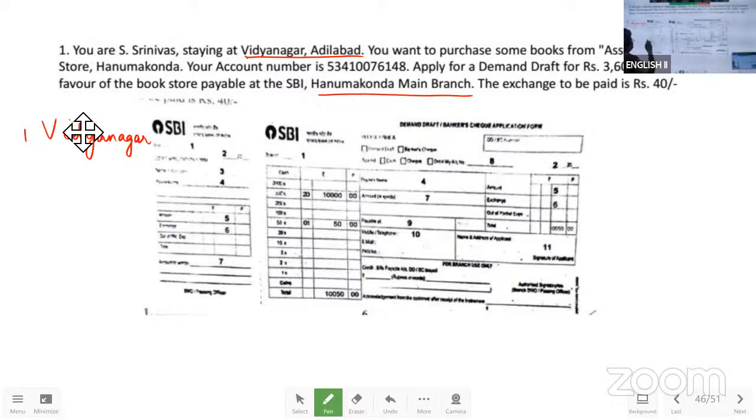The second is the date. Here sometimes there will be boxes. 2 boxes for the date, 2 boxes for the month, and 4 boxes for the year. If they are boxes, then you have to write accordingly. And here he hasn't mentioned the date. So you write today's date. That is, you can just write 1st June.